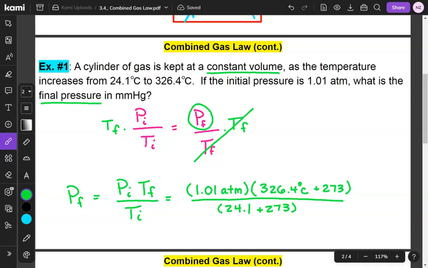Okay, so here's our setup. So let's go ahead and put this in our calculator, and you should end up with a value of 2.04 atmospheres.